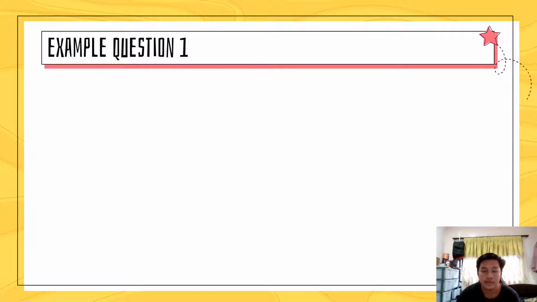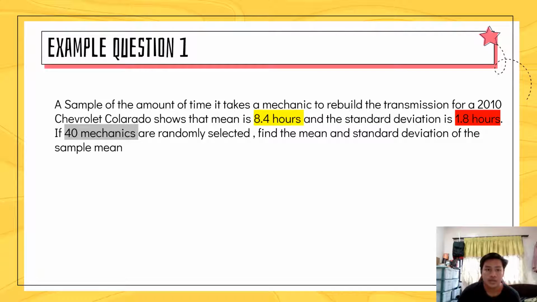So this is example question 1. I will read the question first. A sample of the amount of time it takes a mechanic to rebuild the transmission for a 2010 Chevrolet Colorado shows that the mean is 8.4 hours and the standard deviation is 1.8 hours. If 40 mechanics are randomly selected, find the mean and the standard deviation of the sample mean. So this question requires you to find the mean and the standard deviation of the sample mean.